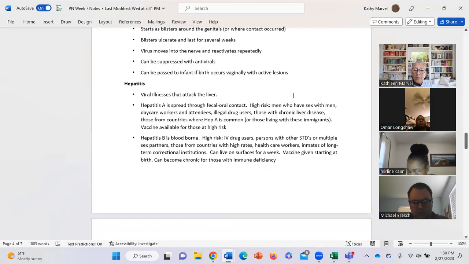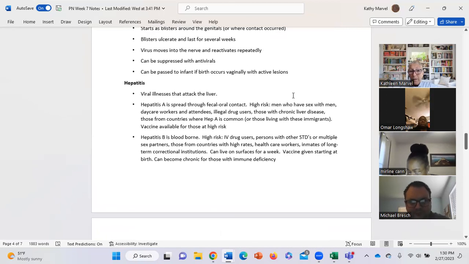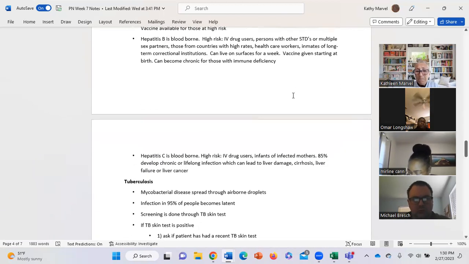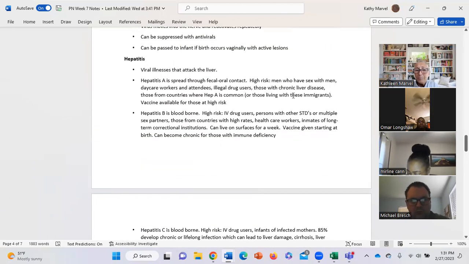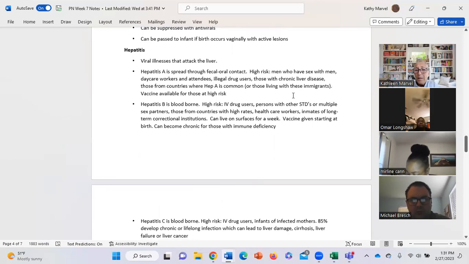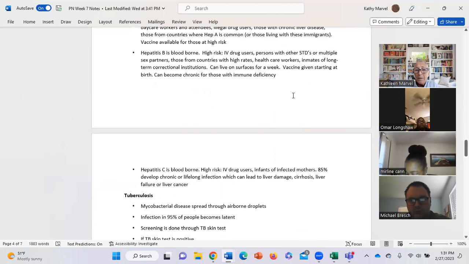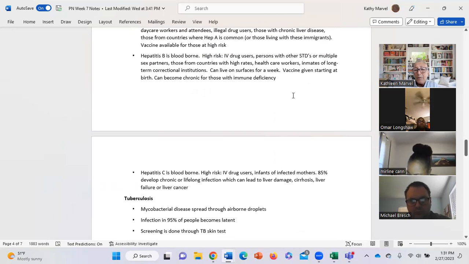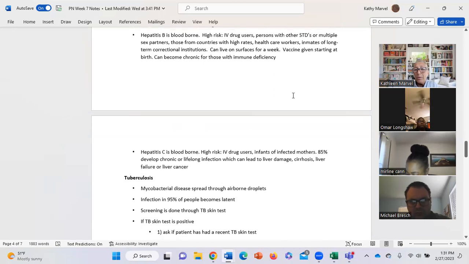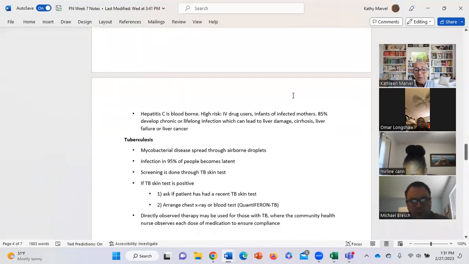Okay, we know with hepatitis, it's a viral illness that attacks the liver. There's different kinds of hepatitis. Please know the difference. You guys should have reviewed this in Med-Surg, right? Hepatitis A, hepatitis B, hepatitis C. A is spread through fecal-oral contact. B is bloodborne. The high-risk populations are IV drug abusers, people with STDs or multiple sex partners.